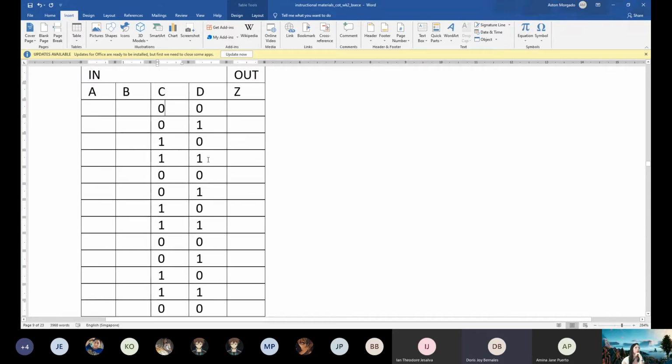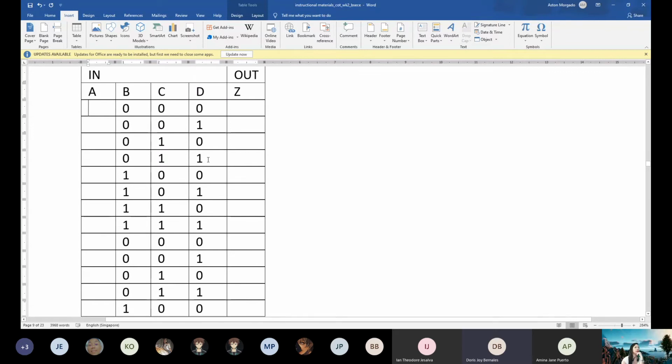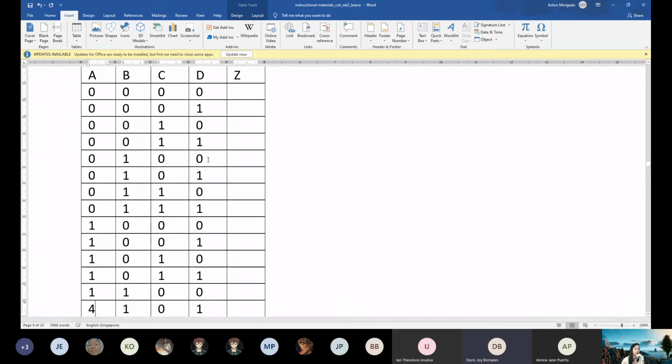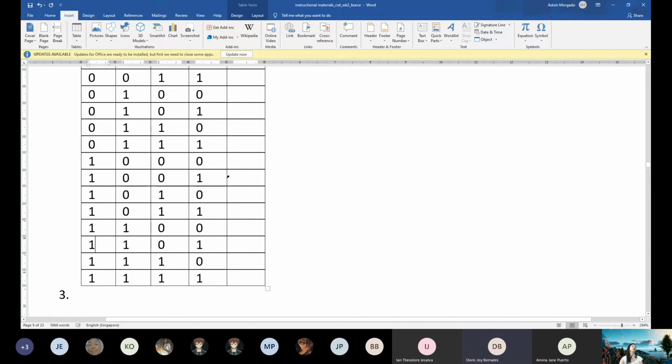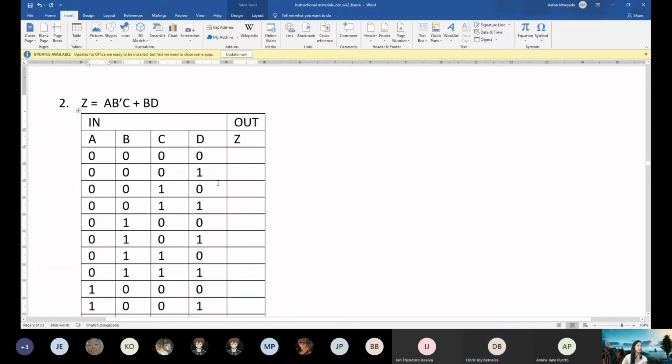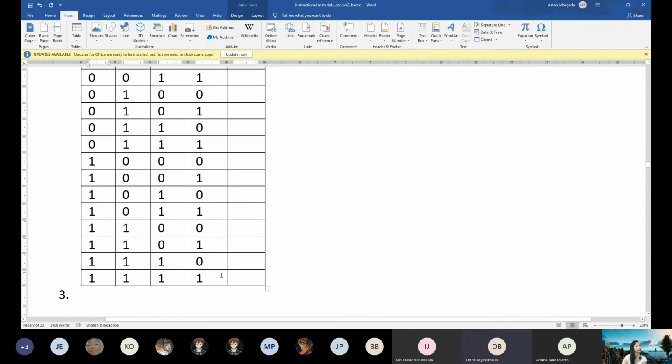For the third column, 2 to the 2, so 4 times: 4 zeros, 4 ones, then 4 zeros again, then 4 ones. That's 8. Then last, we have 2 to the 3, so 8 zeros followed by 8 ones. So our sequence is 0000, 0001, 0010, 0011, 0100, 0101, 0110, 0111, 1000, 1001, 1010, 1011, 1100, 1101, 1110, 1111.